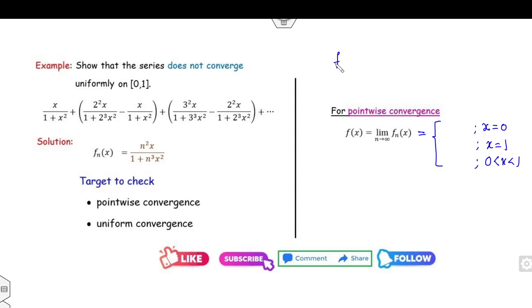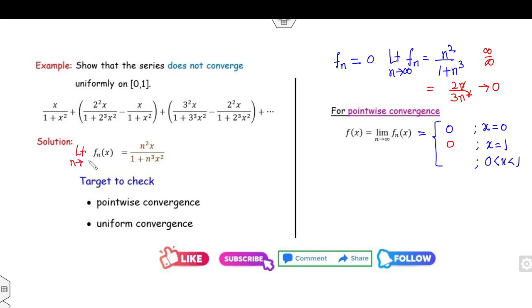What will happen if x is equal to 0? Answer is 0. If x is equal to 1, your result will be n square over 1 plus n cube. And if you take the limit as n approaches infinity, it's an infinity by infinity form, then 2n over 3n square. So clearly it goes to 0. Whenever x lies between 0 and 1, we can take this limit. Again, it is my infinity by infinity form.